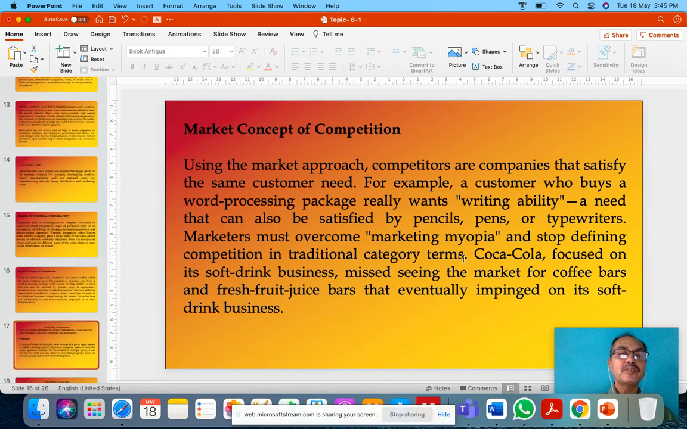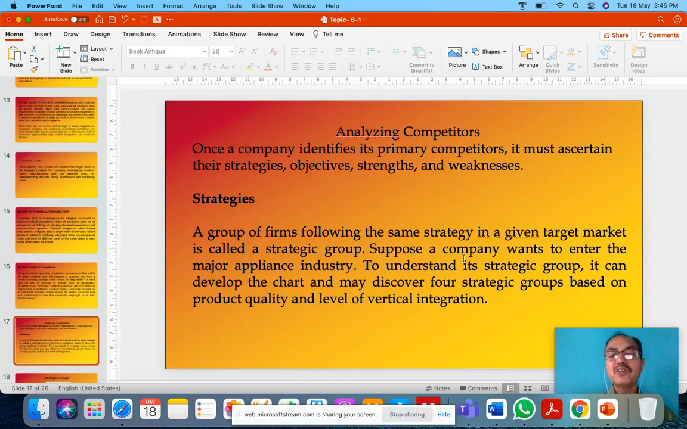Then how are we going to analyze our competitors? We can analyze our competitors based on strategies, objectives, strengths and weaknesses. If you define a strategy, a group of firms following the same strategy in the target market is called a strategy group. Here, suppose a company wants to enter the major appliance industry, they can develop a chart, and they may discover the groups based on product quality and level of vertical integration. So that is how we can do it.